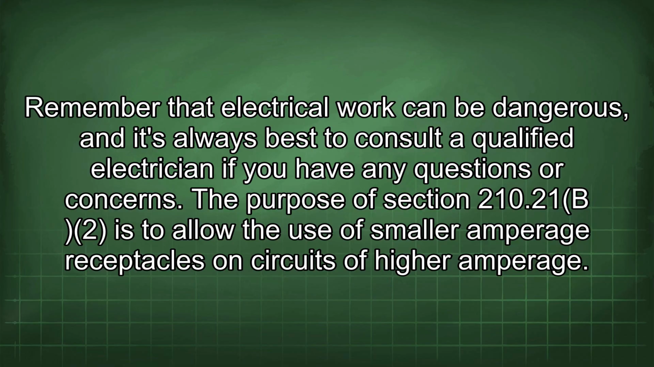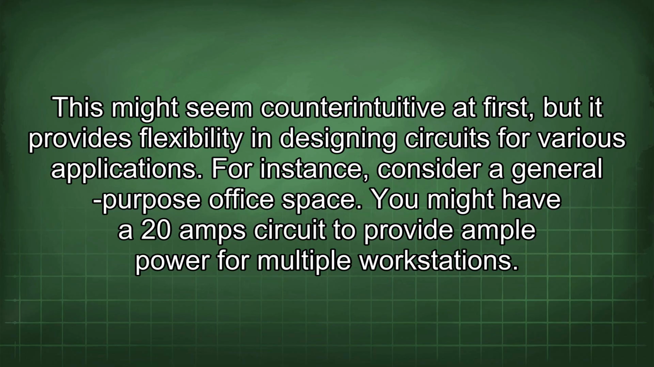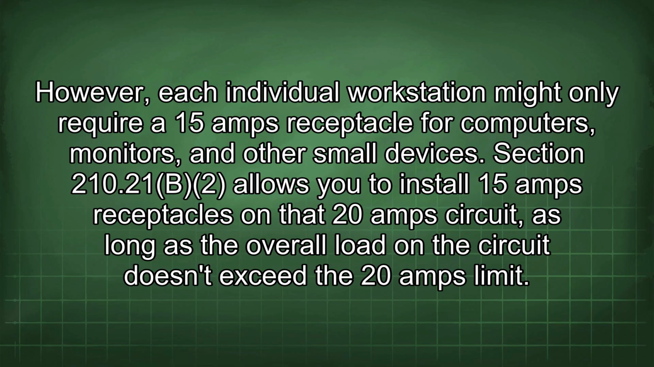The purpose of Section 210.21 is to allow the use of smaller amperage receptacles on circuits of higher amperage. This might seem counterintuitive at first, but it provides flexibility in designing circuits for various applications. For instance, consider a general-purpose office space. You might have a 20 amp circuit to provide ample power for multiple workstations. However, each individual workstation might only require a 15 amp receptacle for computers, monitors, and other small devices.